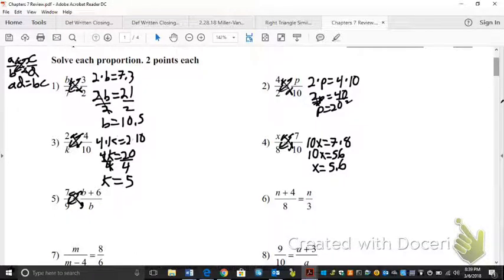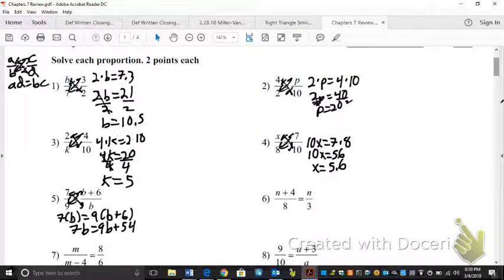So here on 5, it's going to be a little bit different. Now, instead of just having one number on the numerator, one number on the denominator, now we have a binomial, 2 terms up on top. Now we're still going to have 7 times B, but now instead of 9 times 4, 9 times 5, we're going to have 9 times B plus 6. It's going to give us 7B equals 9B plus 6.